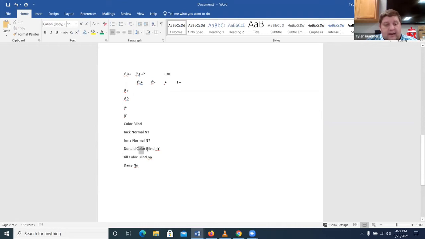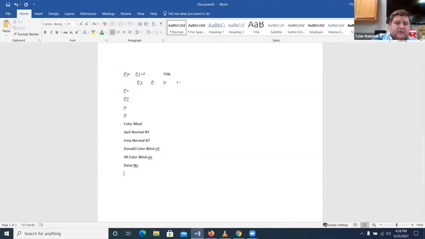Donald is colorblind, and that means that he has the recessive allele on his X chromosome, and then, of course, he doesn't have a second allele because the Y chromosome doesn't have it on there, and so we put a Y in that place. Jill is colorblind. She's homozygous recessive. She has to have 2 recessive alleles to end up being colorblind. Because of that, we know Daisy has normal vision, but she has a colorblind daughter. It means she had to be able to give this allele to Jill. And so that is heterozygous for Daisy.